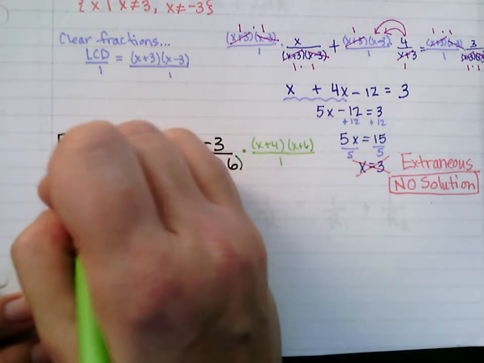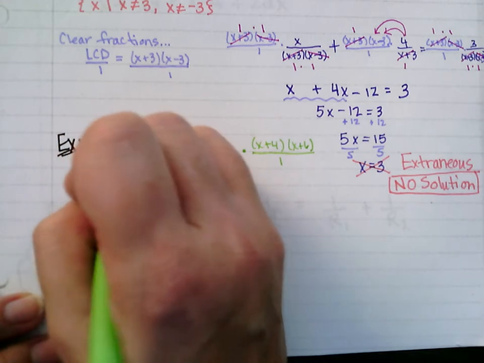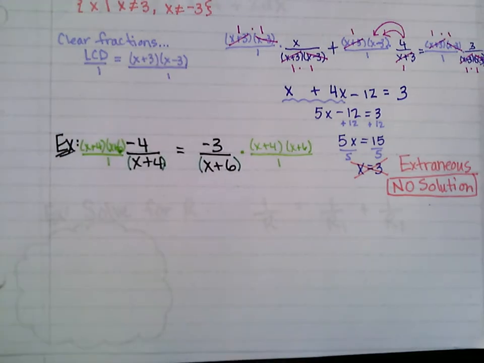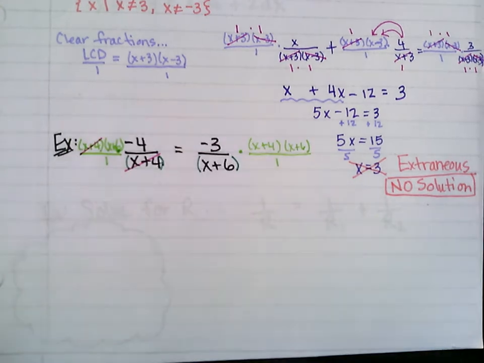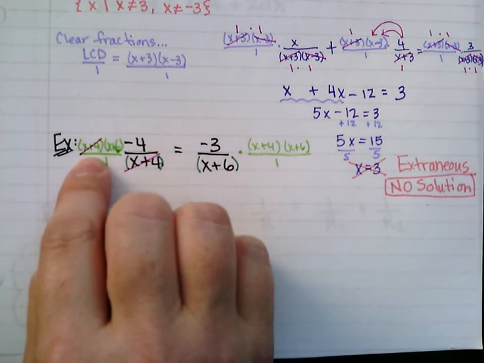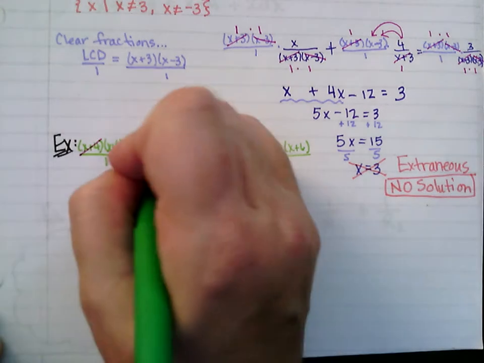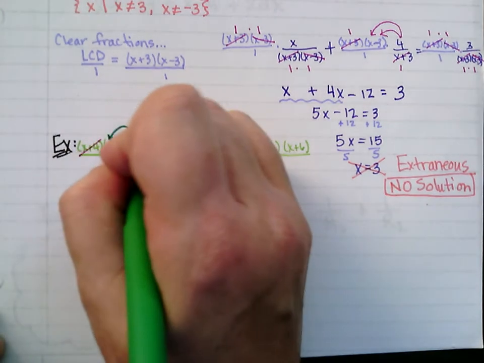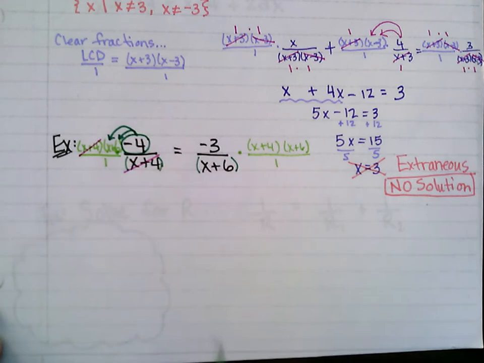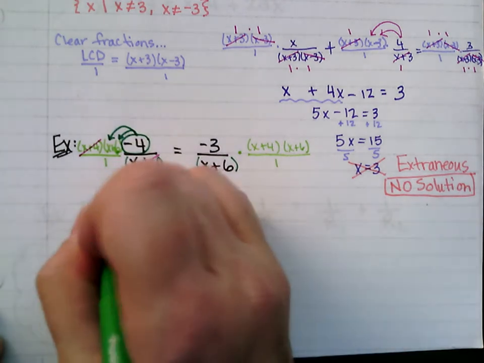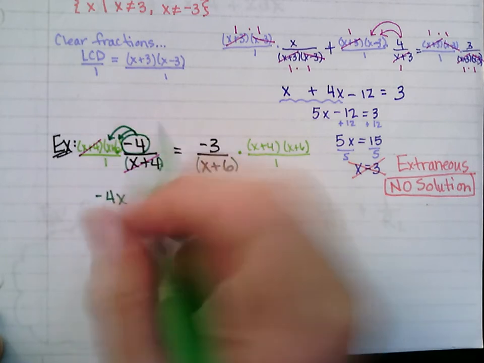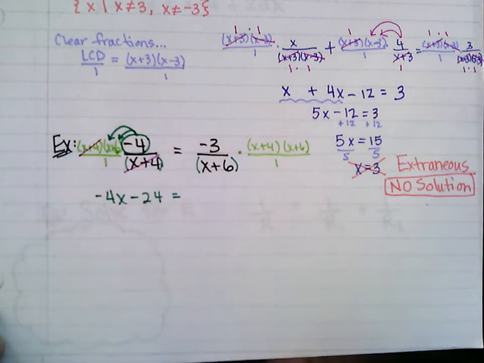Multiply this side by x plus 4 and x plus 6 over 1. Be careful when you have negative signs. So I'm going to show you that. We can cancel out the x plus 4's, and then we have x plus 6 times -4. It's not x plus 6 minus 4. We do need to distribute this -4 into that parenthesis. So we'll do -4 times x, -4x, -4 times 6, minus 24 equals.